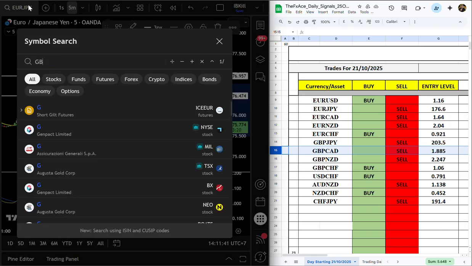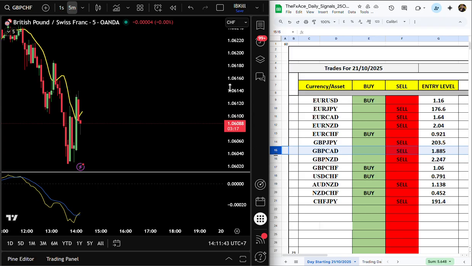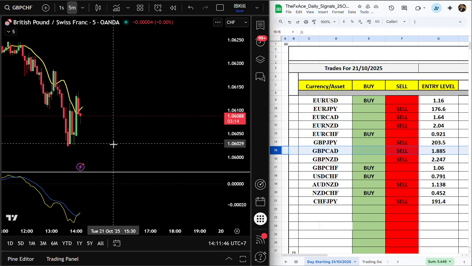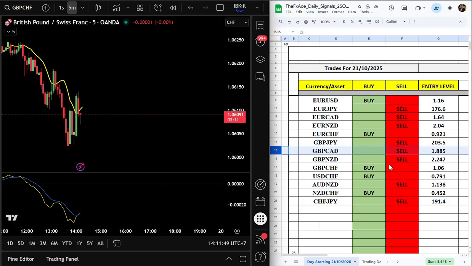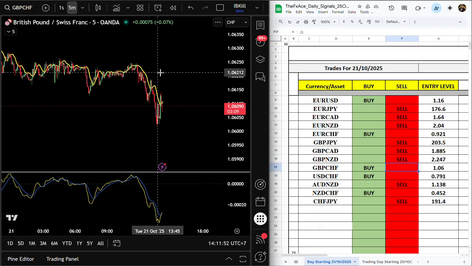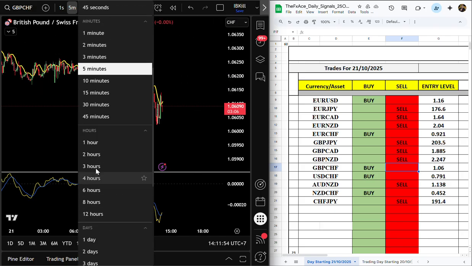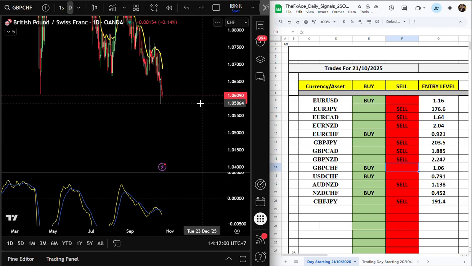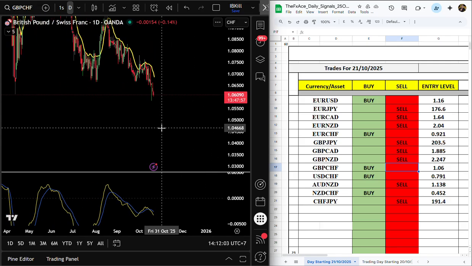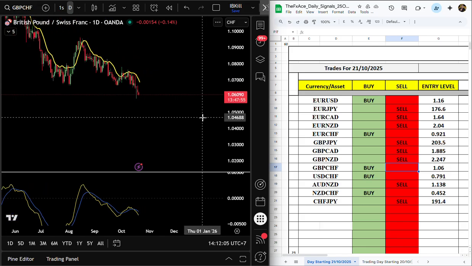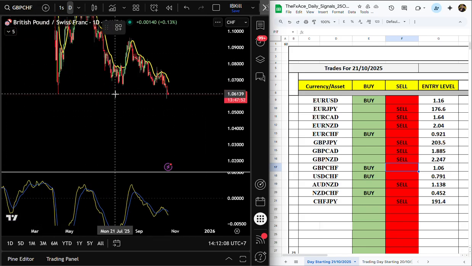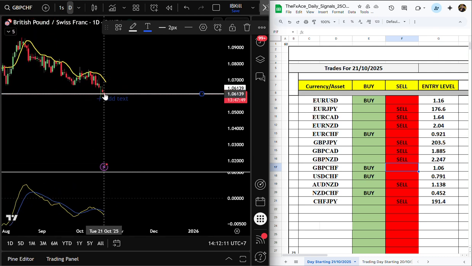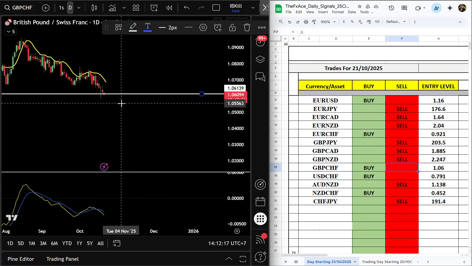I want to look at the British pound Swiss franc. Okay, this is trending down, and we're nearly hitting the entry. We're looking to buy that at 106. If we look at the daily chart, this pair is grinding down, like all the Swiss franc pairs. We have support here. The price closed back up above that last Thursday and is heading back down towards it today. That's basically the trade I'm looking to play today on the British pound Swiss franc, just at this support.